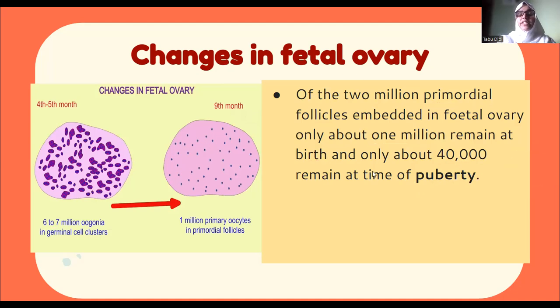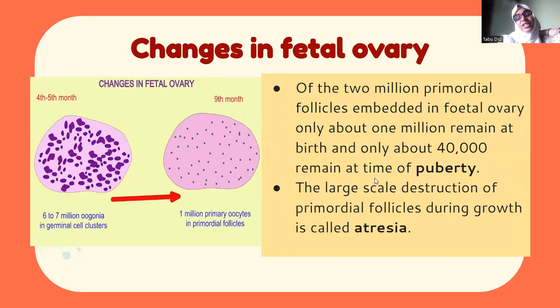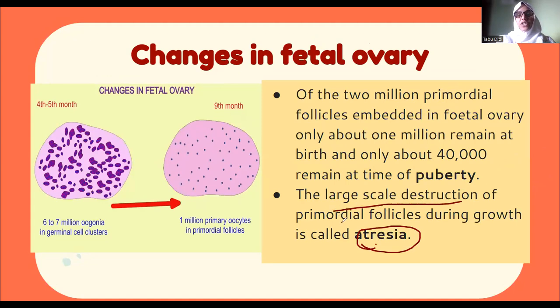Okay, so this destruction or degeneration of eggs on a larger scale has a specific term. It is known as atresia. The large scale destruction of the primordial follicles during the growth of the ovary and the follicle is known as atresia. Remember this term, it might be asked as a one-liner or an MCQ. So this is a very important change in the fetal ovary, as well as from the time the female is born until she reaches puberty, when so many eggs remain.